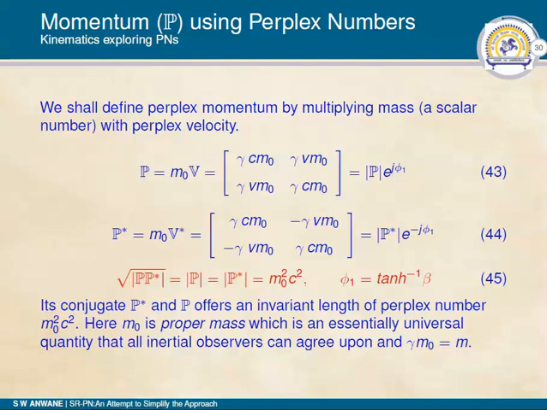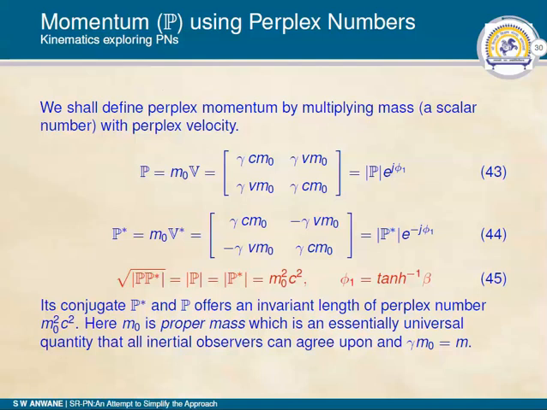Now perplex momentum is obtained by multiplying mass, which is in fact proper mass, the same for all inertial observers, that is measured in the state of rest by every observer, times the perplex velocity. So P is equal to m0 V. Just by multiplying the factor m0 into the earlier equation we can obtain perplex momentum, and the matrix version and Euler version appear in equation number 43.